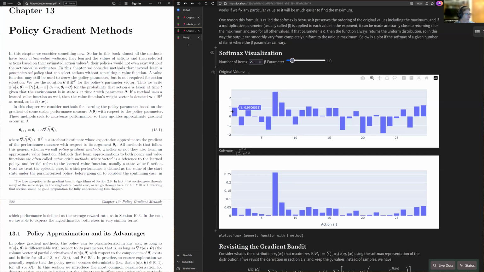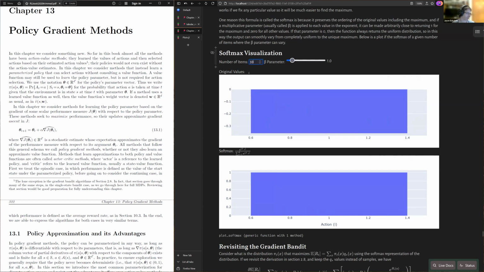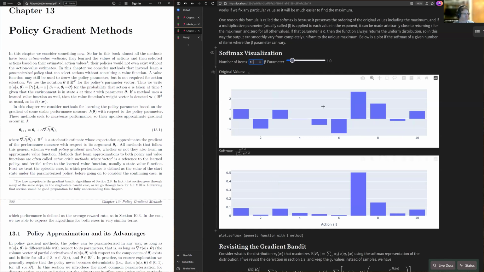So then this is showing an example of where the preference vector would output these different values. You can see they're all over, some of them are negative. And then this is the result of applying the softmax to that expression. So now all these are positive values and they all sum to 1. So this is like a true probability distribution. And you can see that if I change the number of items, it'll still work.